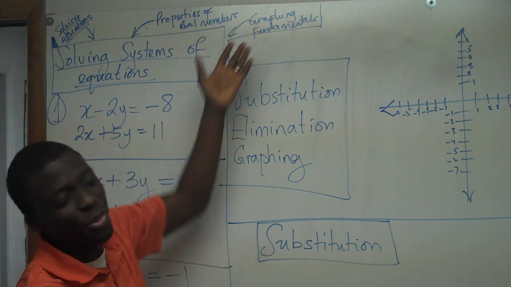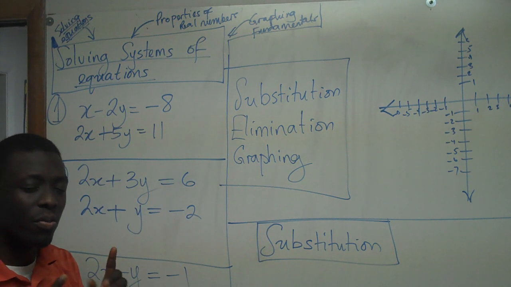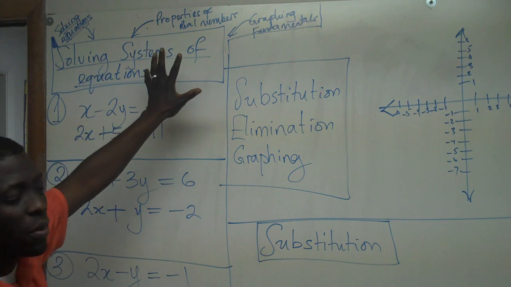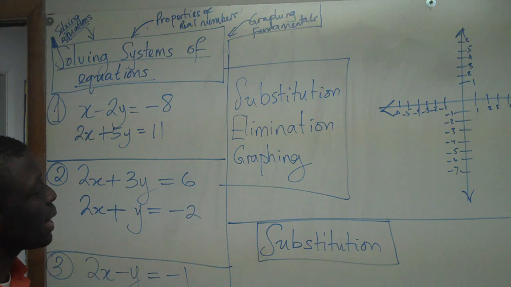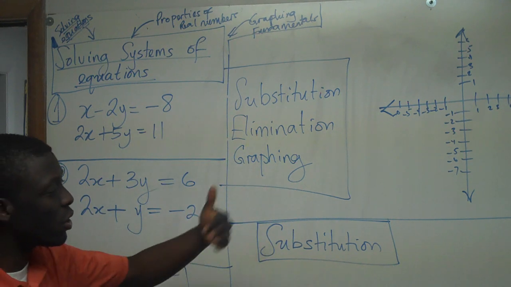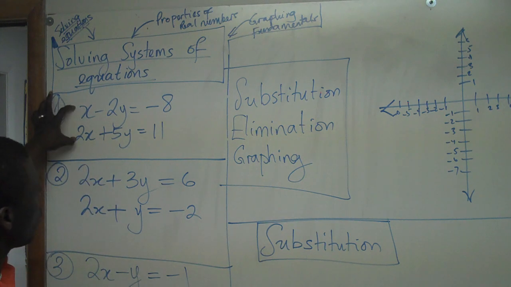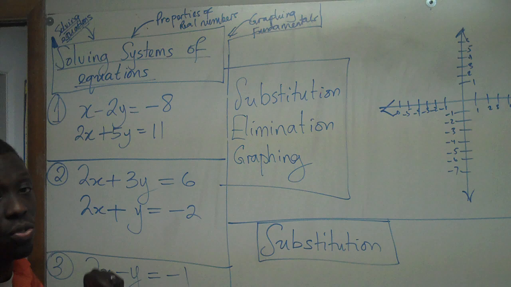And then it helps to know how to graph one line. I mean, if you're going to be graphing two lines, it helps to know how to graph one line. So those are the key principles you would need in order to excel in this particular section of mathematics. There are three ways that we're talking about right now. Down the road, you would learn other ways. So let's go ahead and take the first system: x minus 2y is equal to negative 8, and 2x plus 5y is equal to 11.